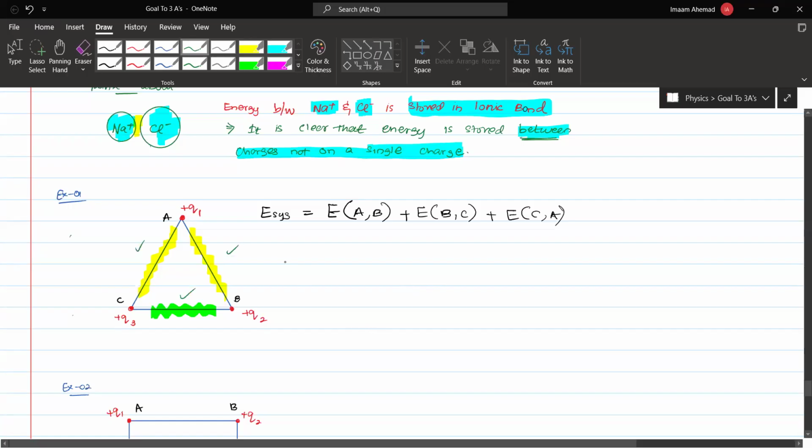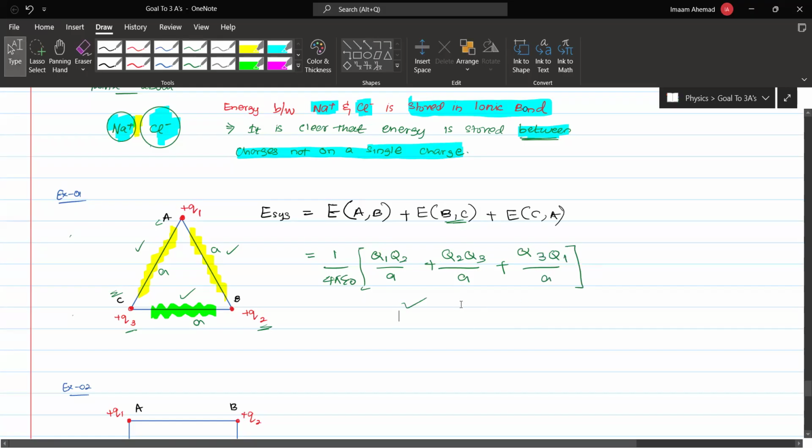Does it make sense? So they are point charges, right? Then the equation is 1 over 4 pi epsilon naught, Q1 Q2 over A, let's say this is A, plus B and C, that is Q2 Q3 over A, plus next C and A, Q3 Q1 over A. That is the equation. You can find the answer. Do you understand how I wrote that equation?